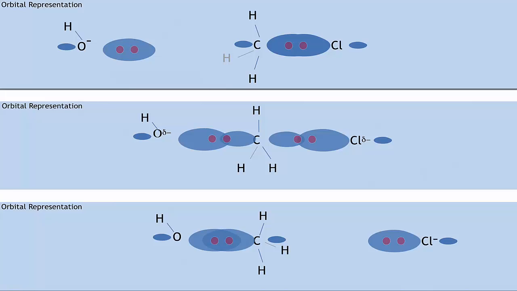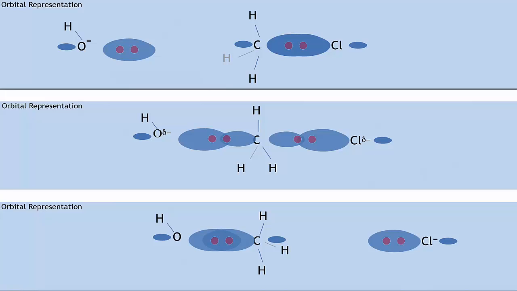In this orbital representation of an SN2 mechanism, the focus is on electron flow and the orbital changes which occur during the course of the reaction. It will better illustrate the concepts of backside attack and inversion at carbon.